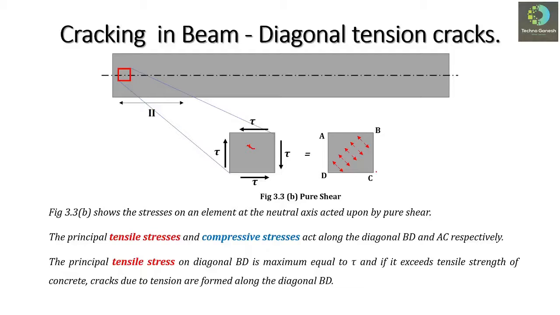These principal tensile stresses which are acting along the diagonal BD are maximum and will be equal to tau, that is the maximum shear stress. And as we know, if this value exceeds the tensile strength of concrete, then it will cause formation of cracks along the diagonal DB. So this is the reason why the cracks are going to form whenever the shear stresses are predominant in the shear zone, or region 2.